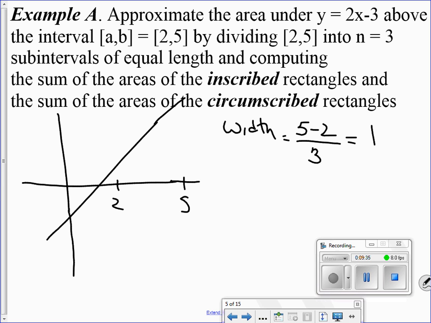Okay. Once you figure out the width, now you know the x's for the first rectangle start at 2, and I'm just going to add the width. So if I add 1 to 2, 3. So I know the x's for my first rectangle go from 2 to 3. How about for my second rectangle? I go from 3 to 4, and for my third rectangle, the x's go from 4 to 5. Every rectangle is going to have a width of 1. So when I want to get my, what are we using? Inscribed rectangles.